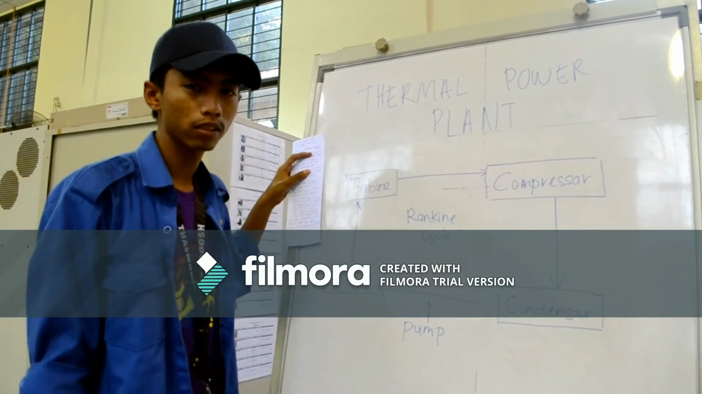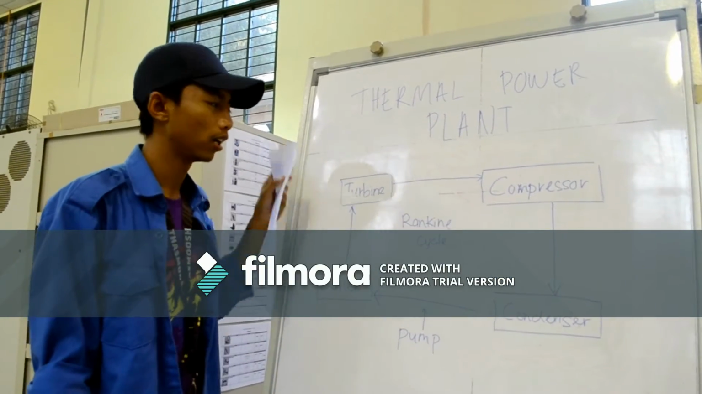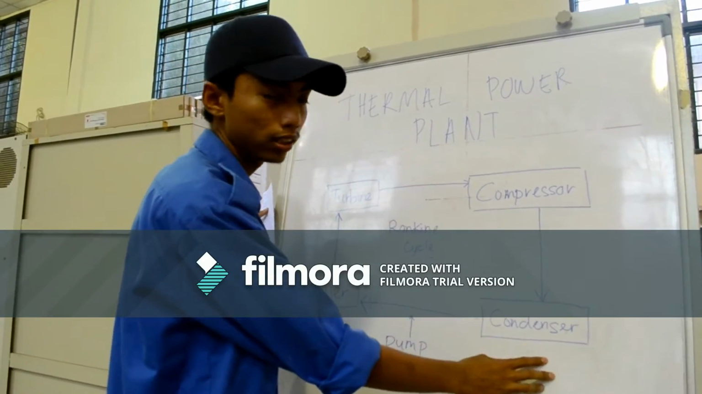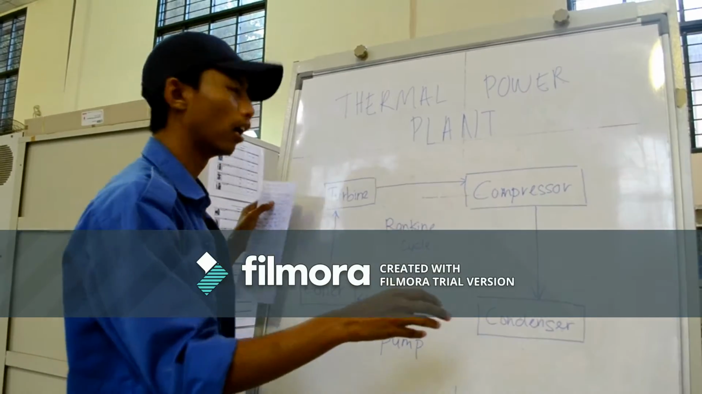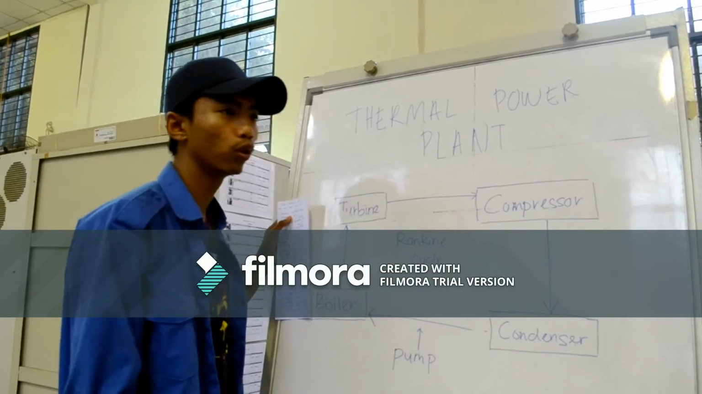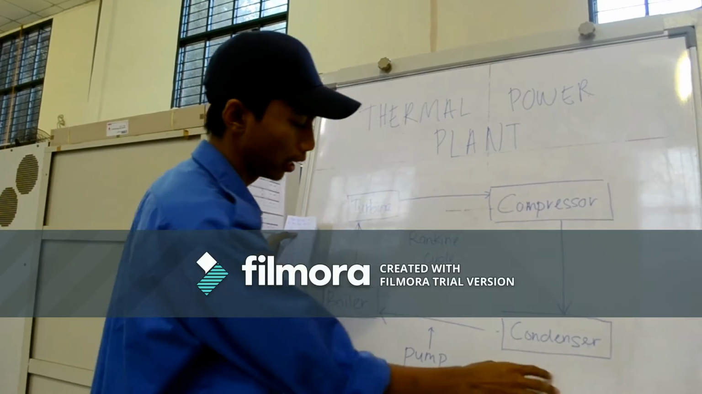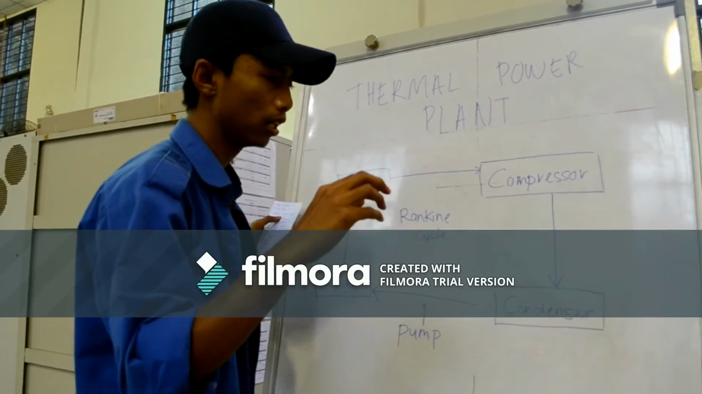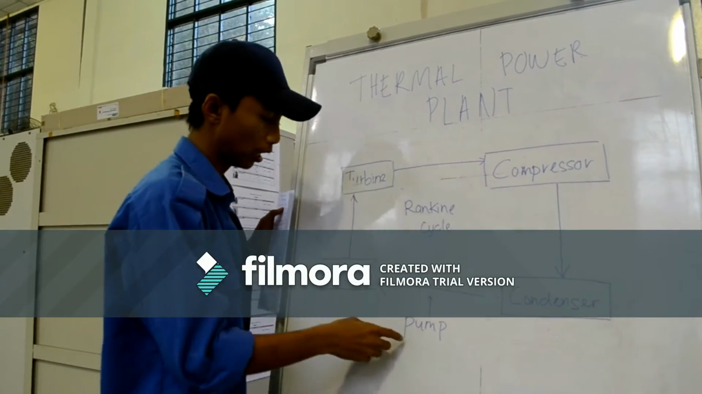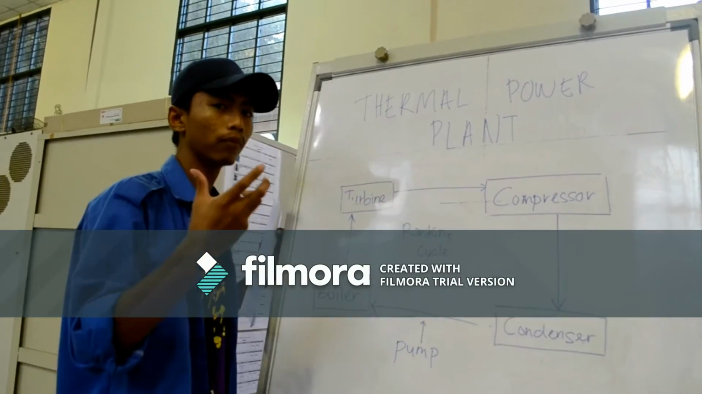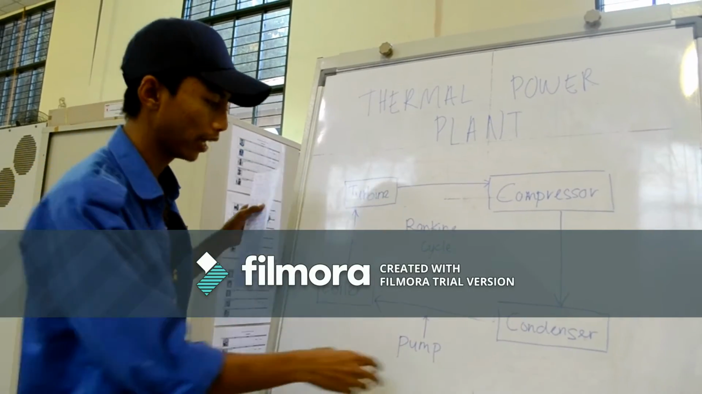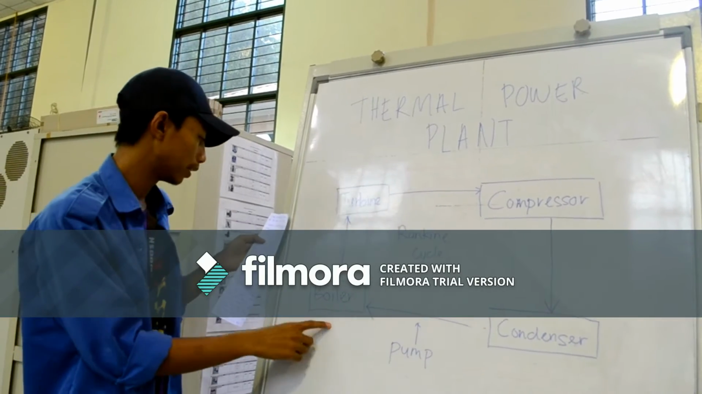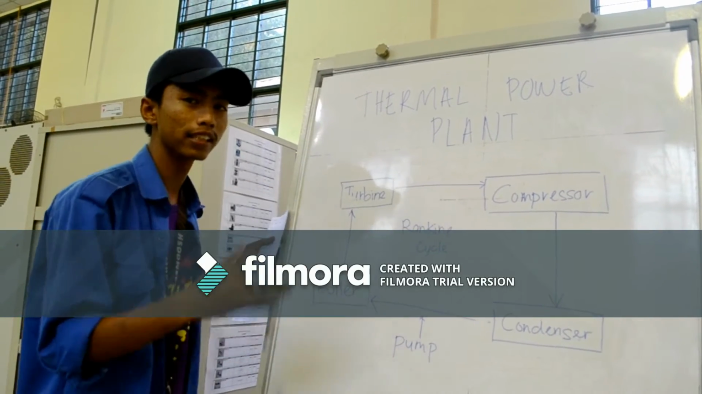Hello, Assalamualaikum warahmatullahi wabarakatuh. Okay, after the condenser, the water at the condenser is at low temperature and low pressure. At the pump, the water's pressure is then increased to achieve high pressure water. The high pressure water is fed to the boiler. The next task is to increase the temperature of the water.